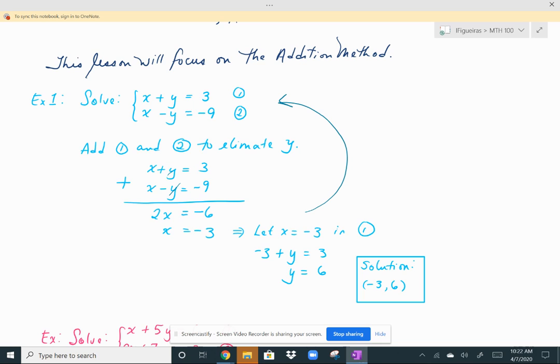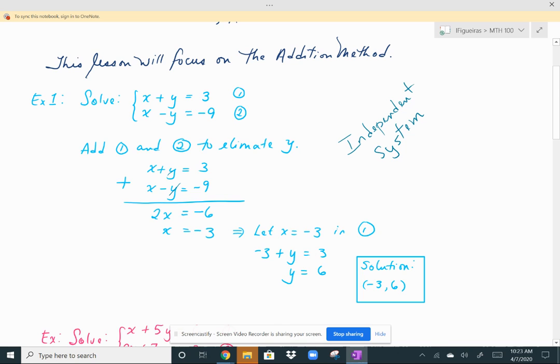When you do, you get negative 3 plus y equals 3. Add 3 to both sides, and you get that y is equal to 6. So our solution is negative 3, 6. Again, this is what we would consider to be an independent system, and the solution represents the point of intersection of the two equations.